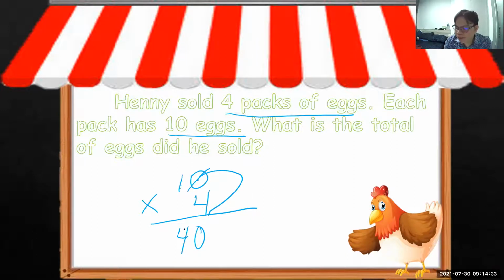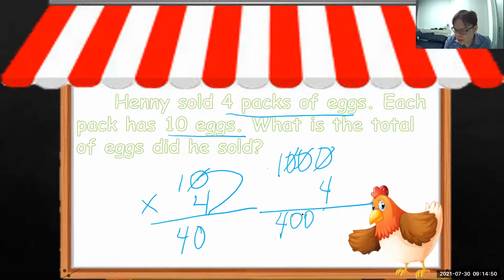Okay, if we have 1,000 times 4, how many zeros? We have 1, 2, 3. So 4 times 1, that is 4. Then drop down the number of zeros again, 1, 2, 3. That's 4,000.